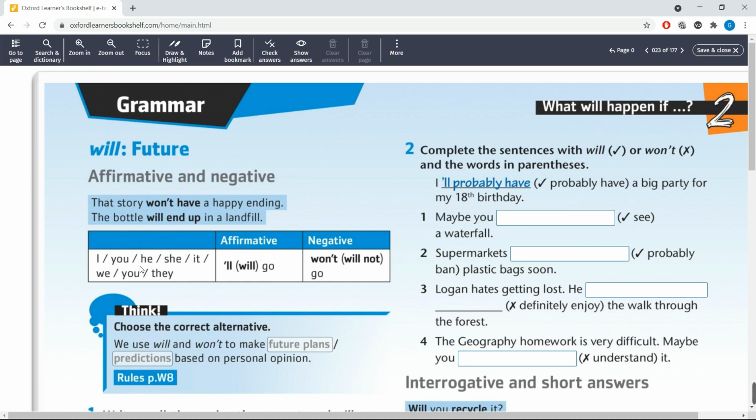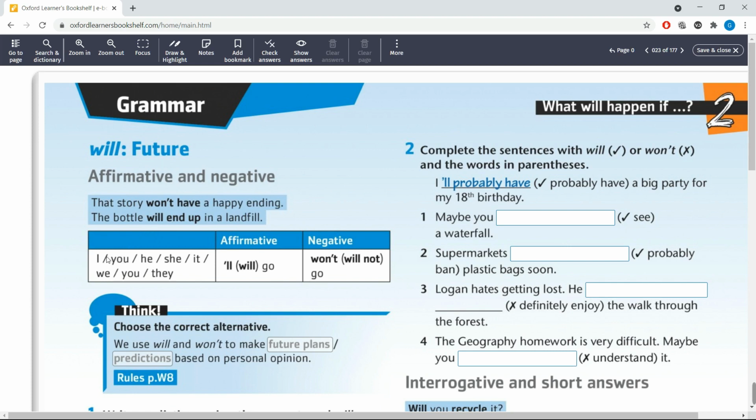First, in a sentence with will, we have first the subject. Then I have will and the verb, the main verb. So we have I will go or I'll go. That's a shortened version. Es lo mismo pero más cortito. So I have here I will go, or you will go, or he will go, etc.